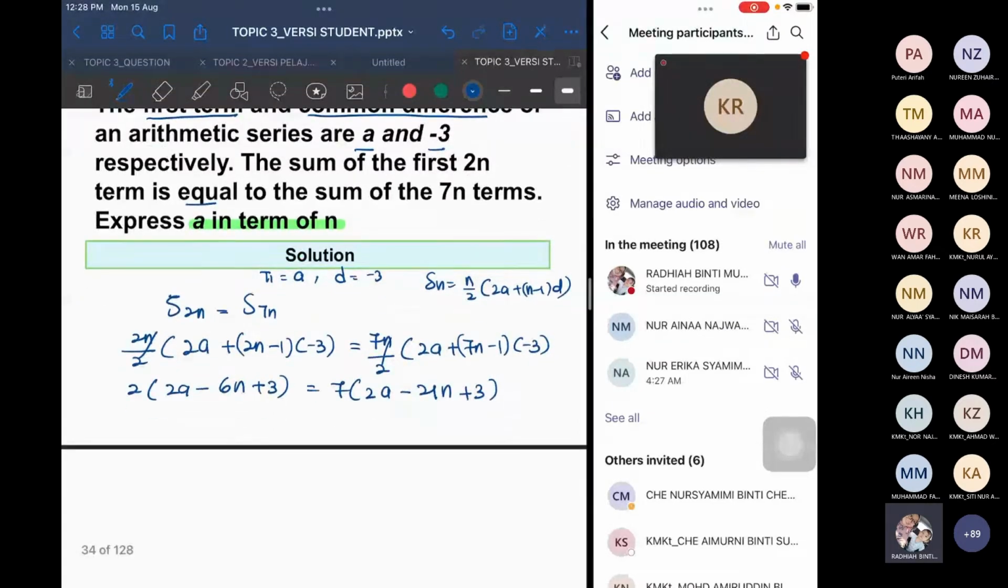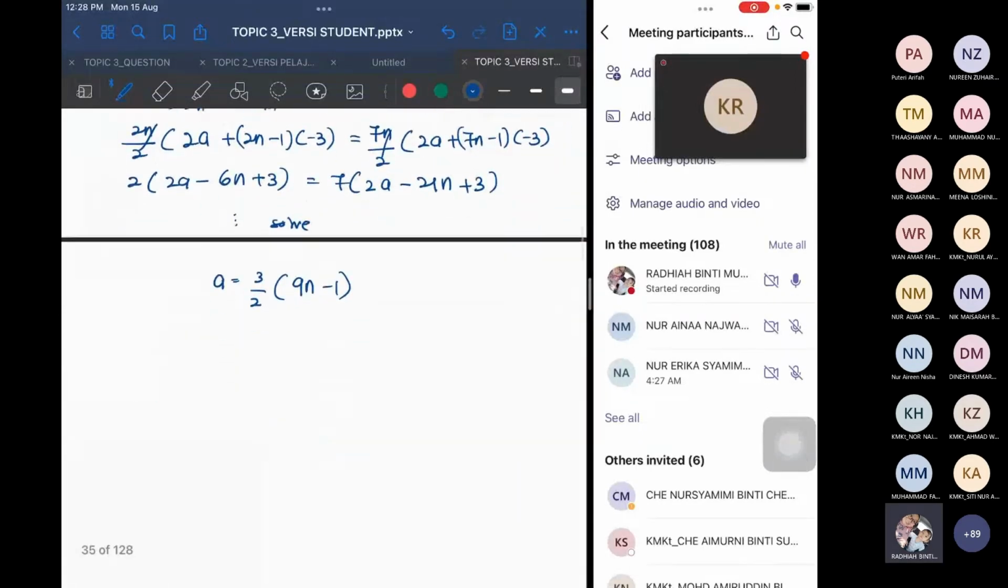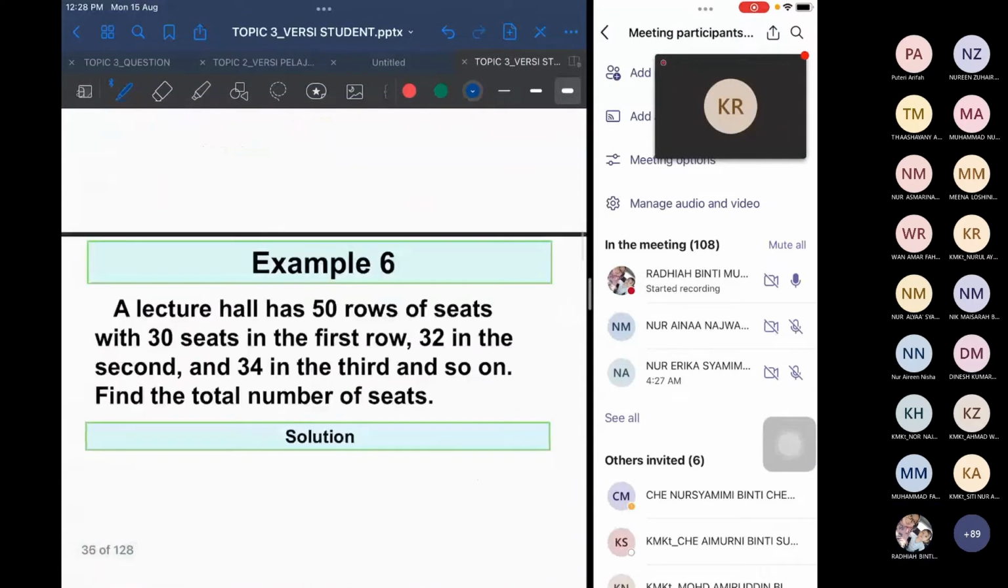You kena solve je kelas. Barulah awak tahu jawapan dia macam mana. Okay, saya bagi jawapan dia. Awak kena bagi dalam bentuk sebab dia kata you have to express A in term of n. So jadi A ni akan menjadi subjek kita lah. So A is equal to 3 over 2 times dengan 9n minus 1. Ni jangan lupa solve ya. Dia tak adanya jawapan tu keluar terus. Saya dah tunjuk dah separuh. Okay, so kita pergi soalan yang seterusnya.